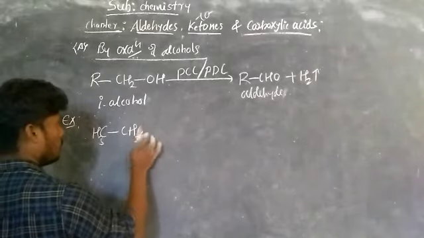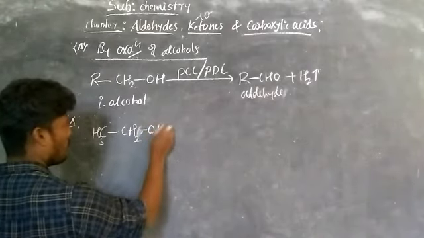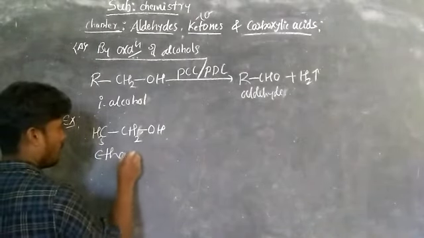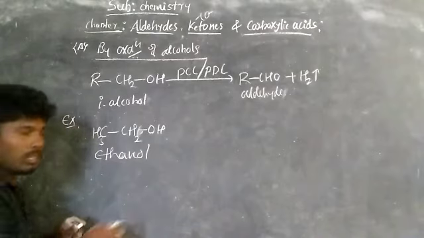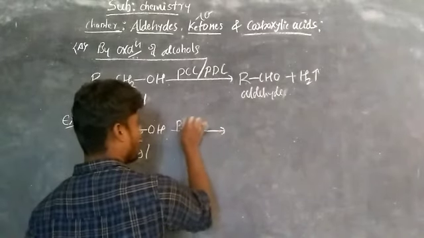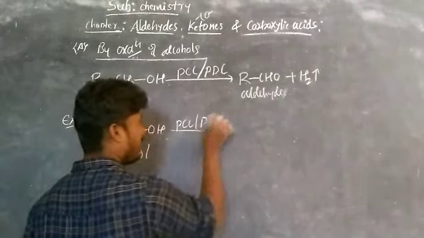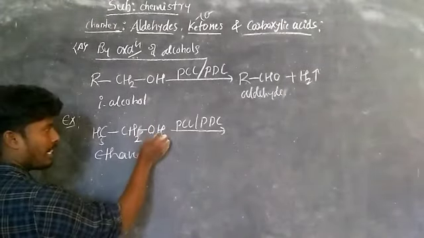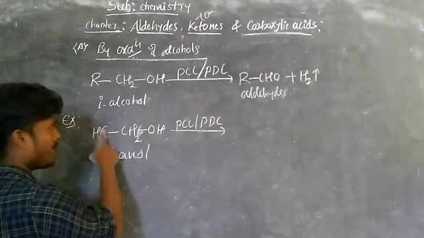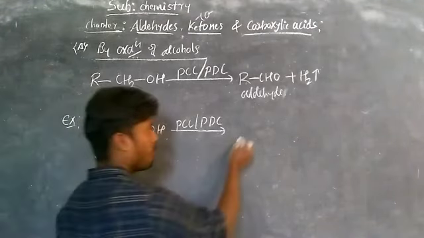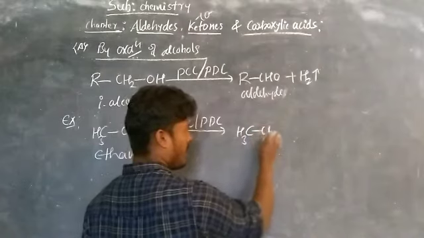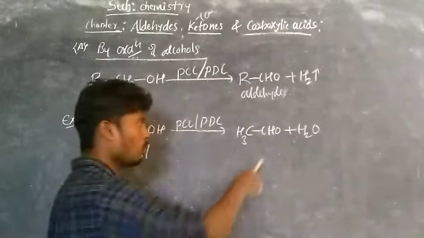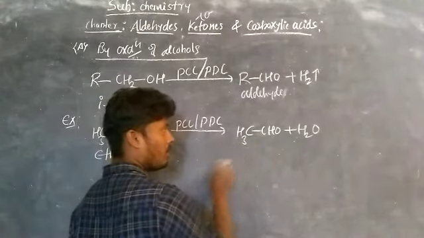For example, take primary alcohol CH3CH2OH. What is the name? Ethanol. Primary alcohol like ethanol. This ethanol is oxidized in presence of PCC or PDC, pyridinium chlorochromate and pyridinium dichromate. This hydrogen and this hydrogen become H2 and CH3CHO, that is CH3CHO plus H2. So what is the name? Two carbon atoms, that is acetaldehyde.